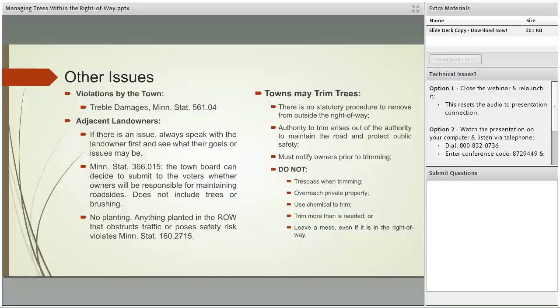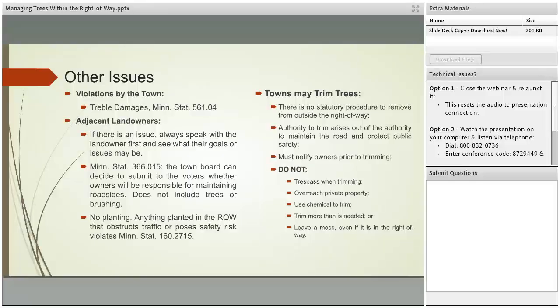Just some other quick issues. Like I said, violations from the town. If the town trespasses and starts cutting or trimming trees outside of the right-of-way or not following the proper procedures, they're subject to triple damages. So again, that's not just paying for the trees, but paying three times the damages of the trees, and then there may be other fees involved as well.